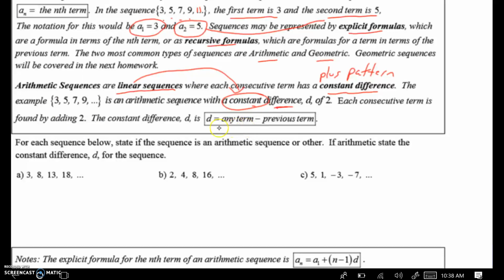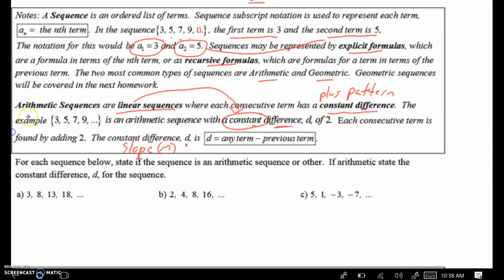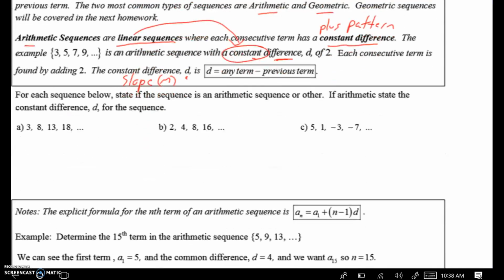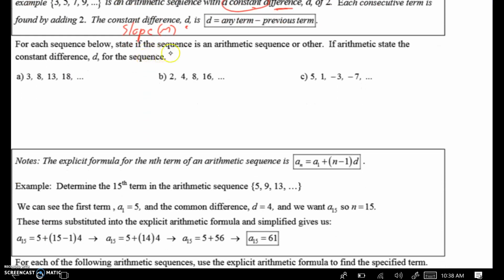But if you can't tell, we use a d to represent difference, but again, really it's just slope. Sometimes we use m. In sequences, we call it d. But it's any term minus the previous term. So like 9 minus 7 is 2. 7 minus 5 is 2. 5 minus 3 is 2. Pick any term in the sequence minus the one before it, and you get the constant difference. You get the slope of the function. Now, this is only for arithmetic sequences, though. But that's what we're talking about in this video. So for each sequence below, state if it's arithmetic, and if it is, what's the constant difference? What is the slope?